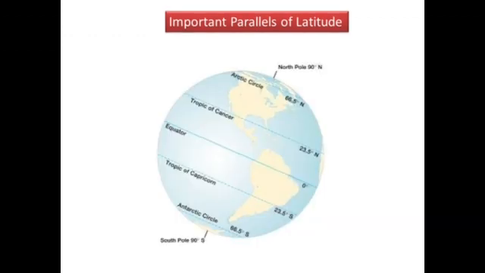Here are the important parallels again, starting with the equator, 0 degrees. In the northern hemisphere, we have Tropic of Cancer, 23.5 degrees north, Arctic Circle, 66.5 degrees north, and North Pole, 90 degrees north. Moving on to the southern hemisphere, we have Tropic of Capricorn, 23.5 degrees south, Antarctic Circle, 66.5 degrees south, and South Pole, 90 degrees south.